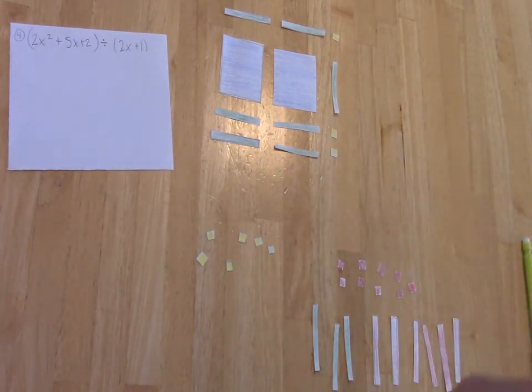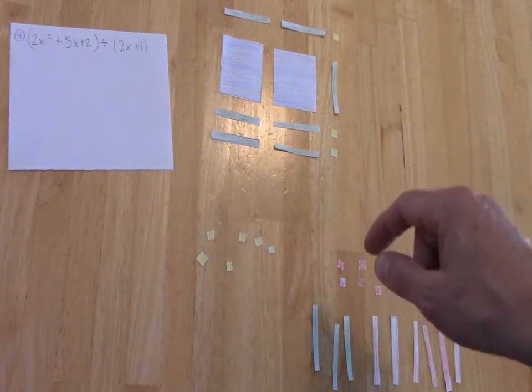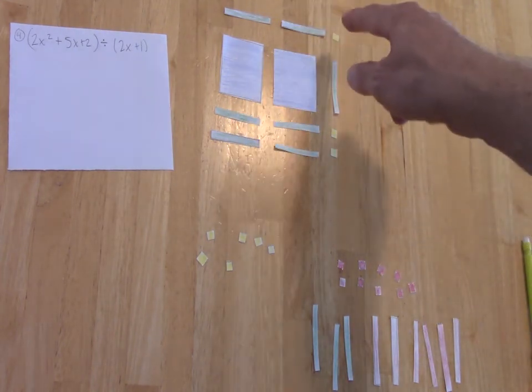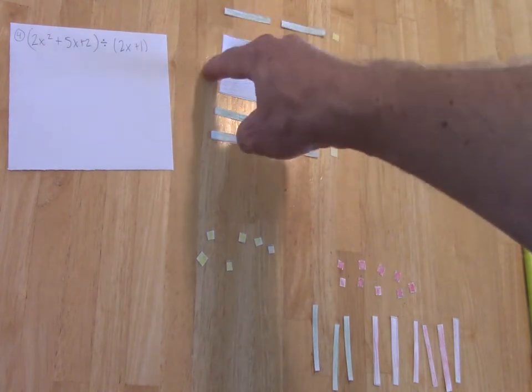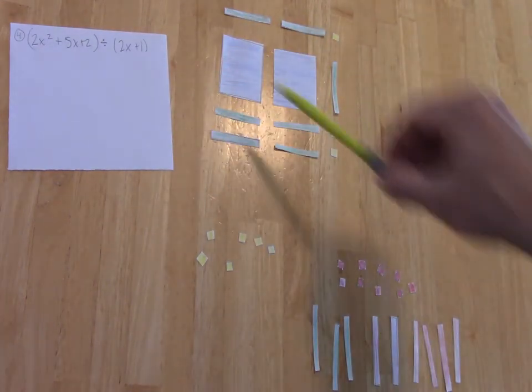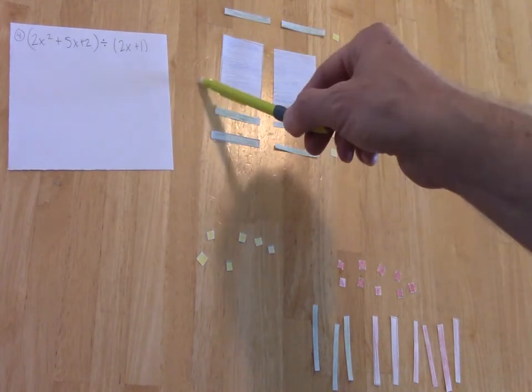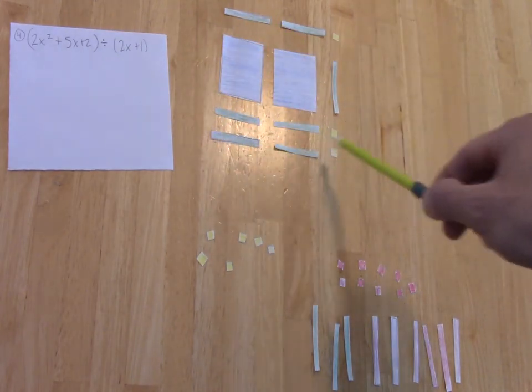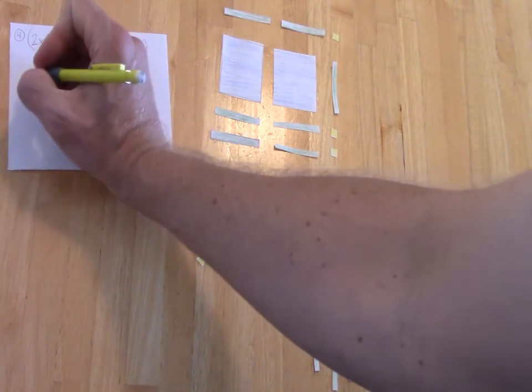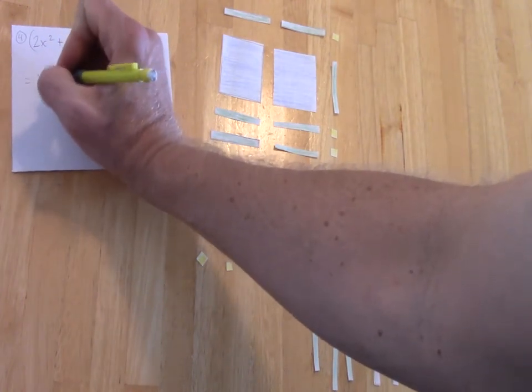So my pieces are arranged in a rectangle. I have 2x plus 1 here, and x plus 2 here. This distance is x, and that's going to be 2 units to get the unit times x to be these x's. So I have x plus 2 as my answer to that one.